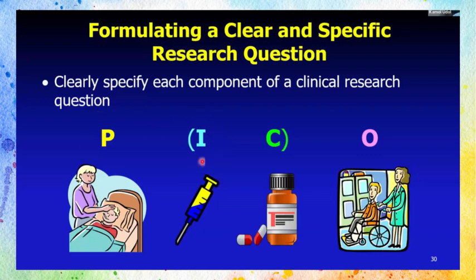So if we can identify these 4 components of research, and then we make each component specific and clear, you will get a clear and specific research question that will be the basis for all aspects of your research.